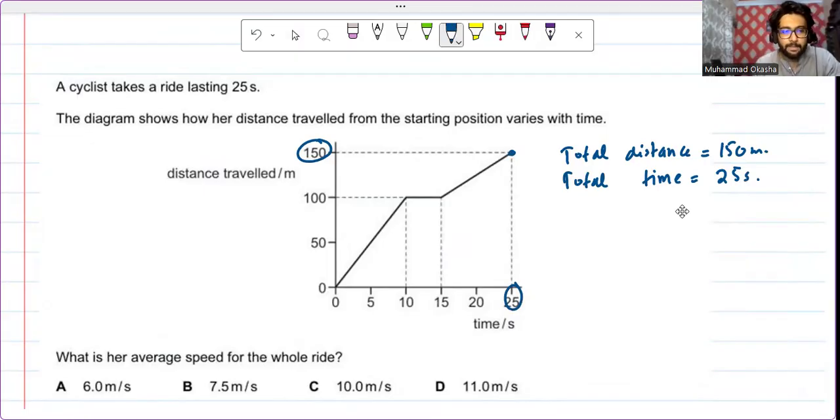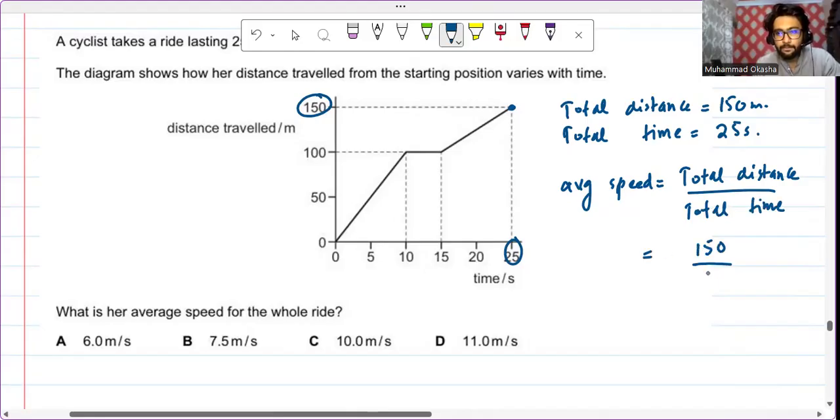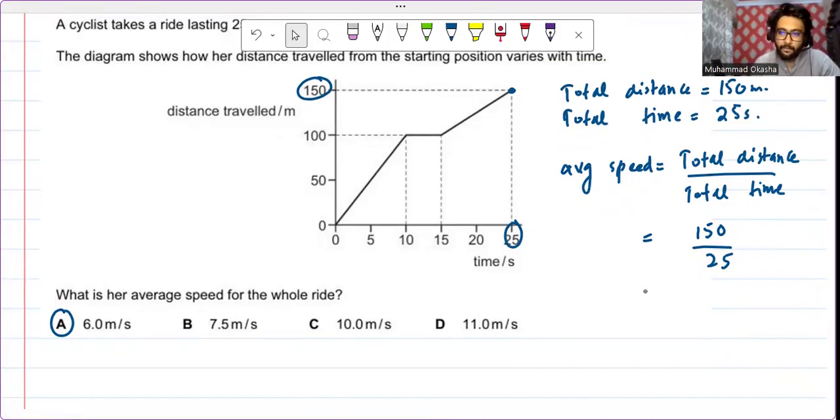What is the average speed of the whole ride? Well, this is simple. We know that average speed equals total distance over total time, right? Total distance is 150 divided by 25. It's going to be 6 meters per second. You can work it out on your calculator. 150 divided by 25. Let me double check. 150 divided by 25 is 6 meters per second.